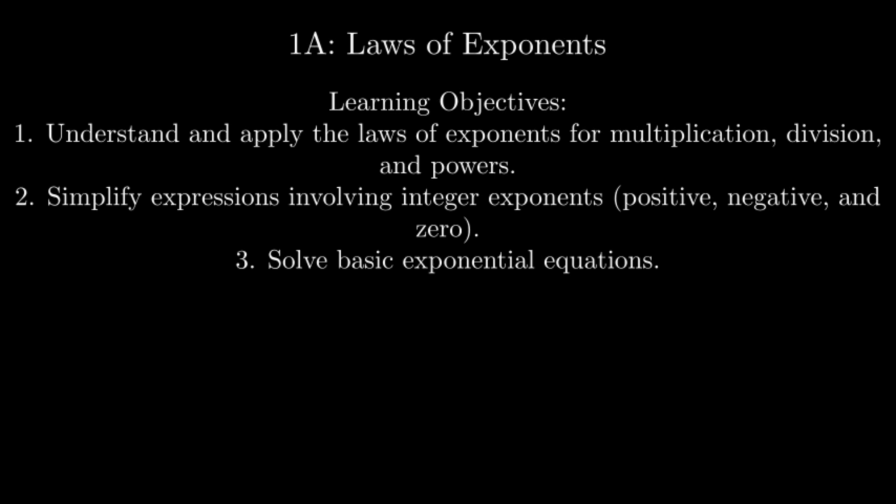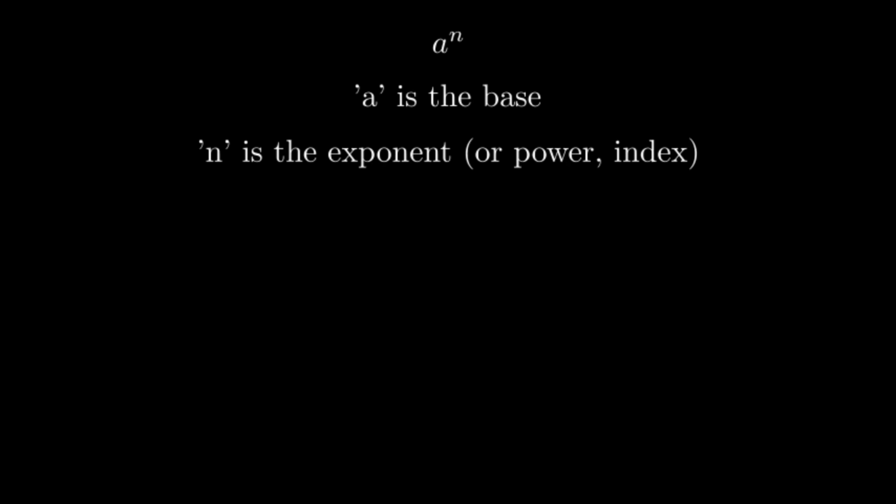Let's get started by defining our terms. In an expression like a to the power of n, we call a the base, and n is the exponent, which you might also hear called the power or the index. The exponent tells us how many times to multiply the base by itself.